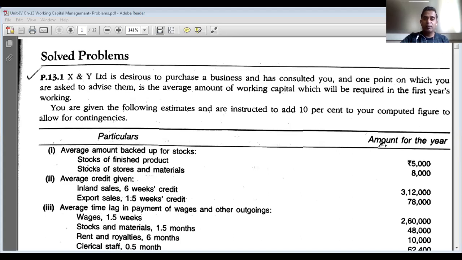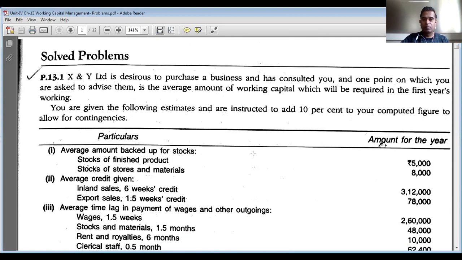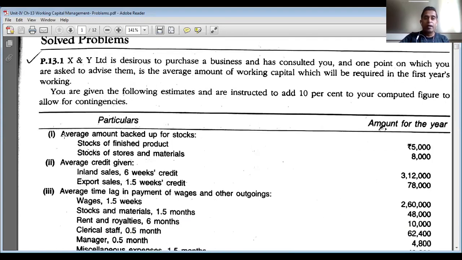So the data or information given is particulars and amount for the year. So remember, these all are estimates. Even working capital requirement is an estimate.